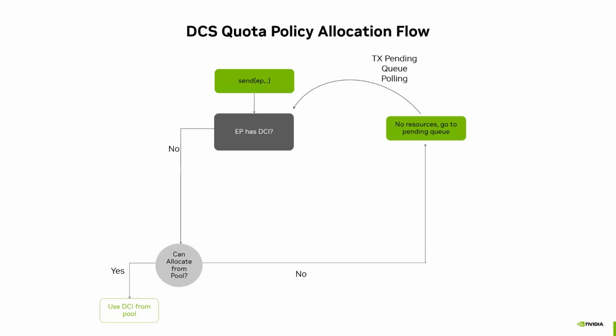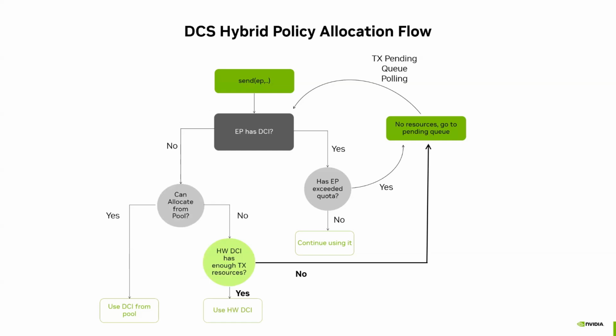So what is hybrid policy doing? Oh, wait, I forgot the step. Yes, there was also the step with the quota. If it has one, there are cases where this EP already has the DCI, but it already exceeded the amount of data it can send above that DCI. So if the quota wasn't exceeded, you can continue using it. Otherwise, you have to release it and go back to the pending queue to avoid starvation, like we mentioned earlier.